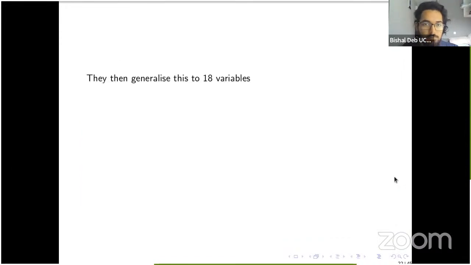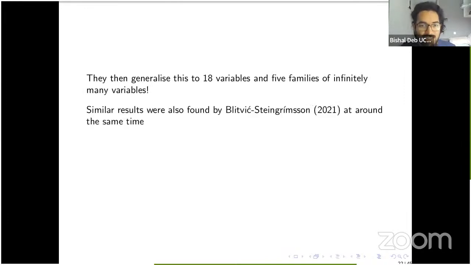And so Sokal and Zheng then generalize this to 18 variables. They introduce some crossings, nestings, and some queue-like variables, and then their most general version is 5 families of infinitely many variables. And surprisingly, at around the same time, Natasha Blitvić and Einar Steingrímsson found the same results. So they came up on the archive at around the same time. Both of them were looking at these things for entirely different reasons.